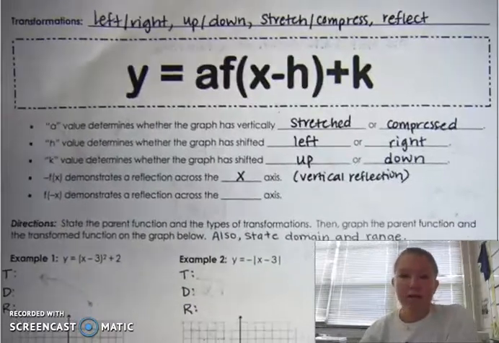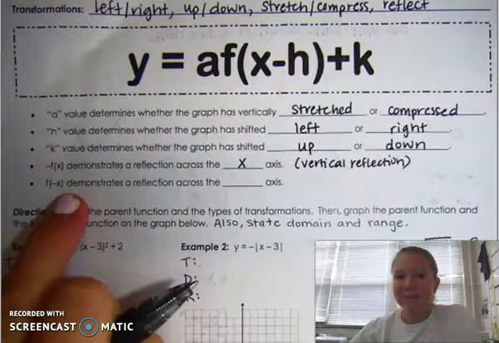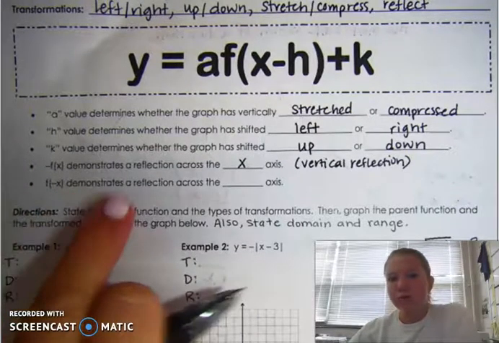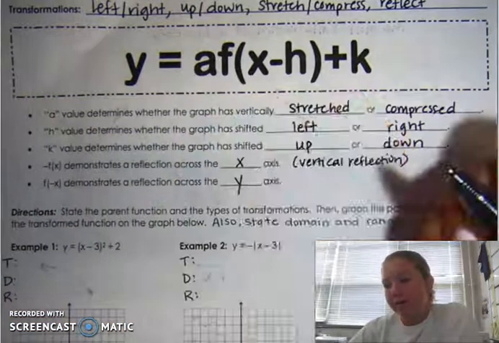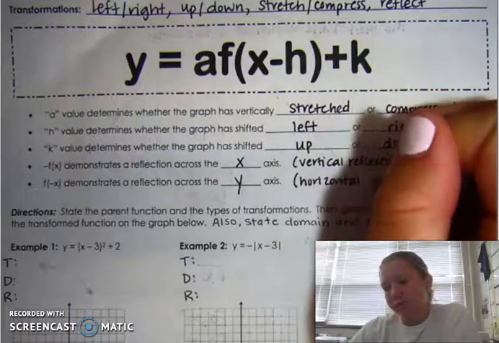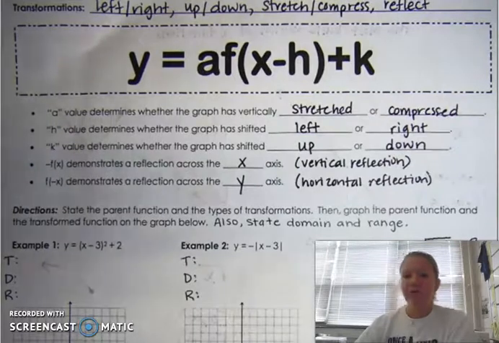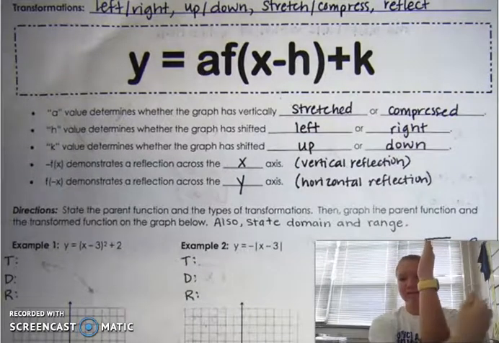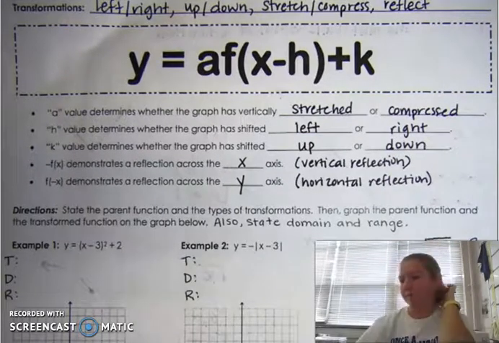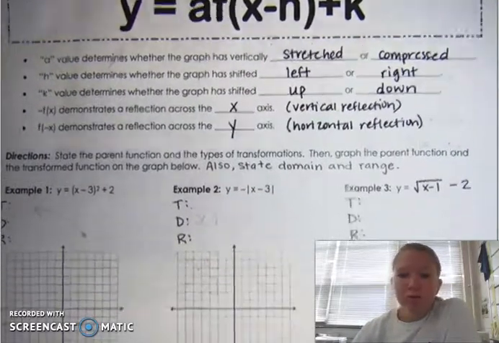And then this is a new one for us, f of negative x. If the negative is inside the parentheses with x, that's a reflection across the y-axis. So that's a horizontal reflection. So that's just flipping your function over the y-axis horizontally. Alright, so let's do a few examples.